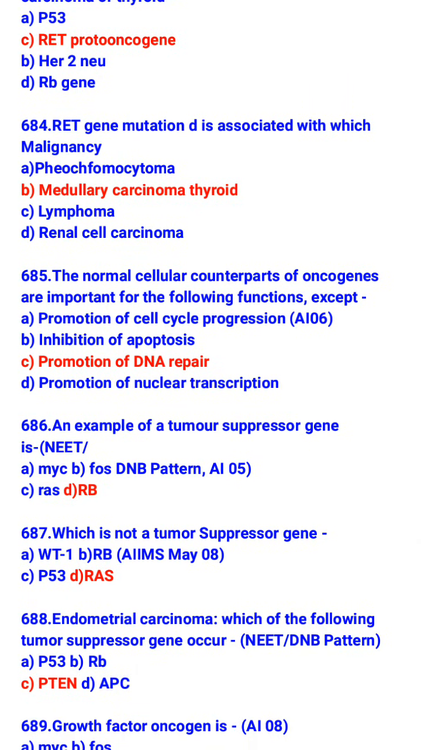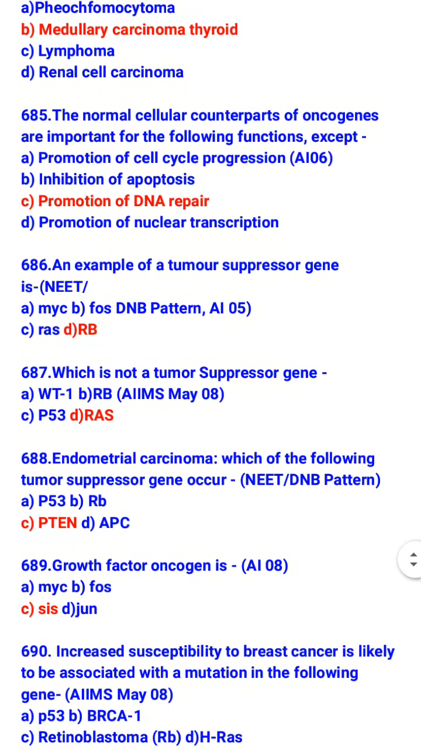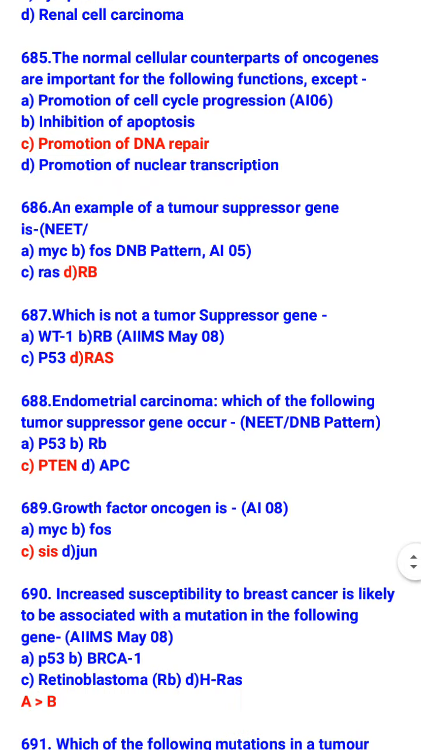The normal cellular counterparts of oncogenes are important for the following functions except promotion of DNA repair. So the normal cellular counterparts of oncogenes are important for which functions? Promotion of cell cycle progression, inhibition of apoptosis, and promotion of nuclear transcription. Which is not a tumor suppressor gene? RAS is not a tumor suppressor gene. WT1, RB, and P53 are tumor suppressor genes.